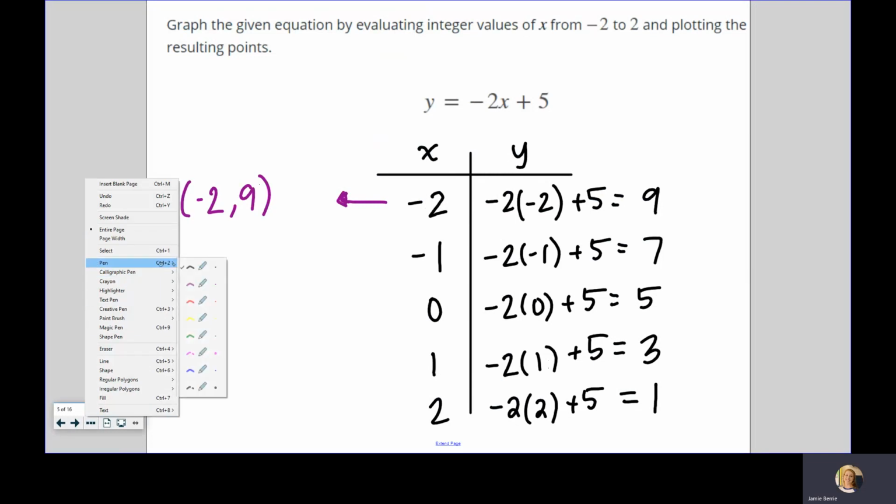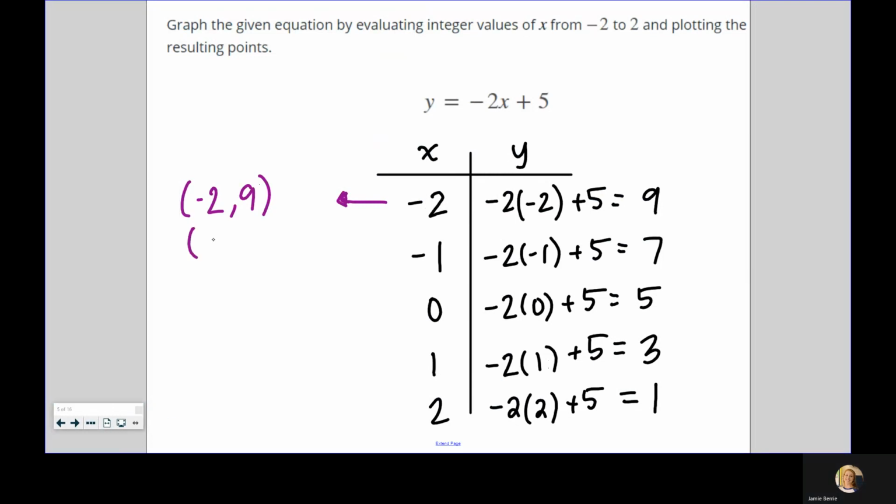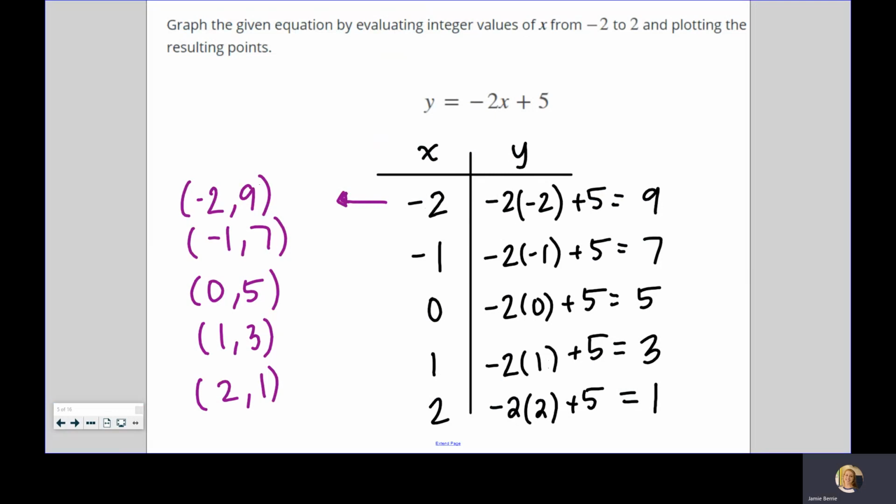All right, so let's write down our little coordinate pairs. We have (-2, 9), (-1, 7), (0, 5), (1, 3), and (2, 1). Just write them down real quick on a piece of paper for when I get to the graph on the next page, so I don't have to flip back and forth.